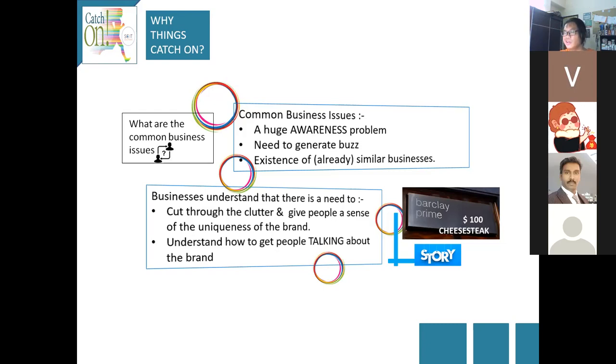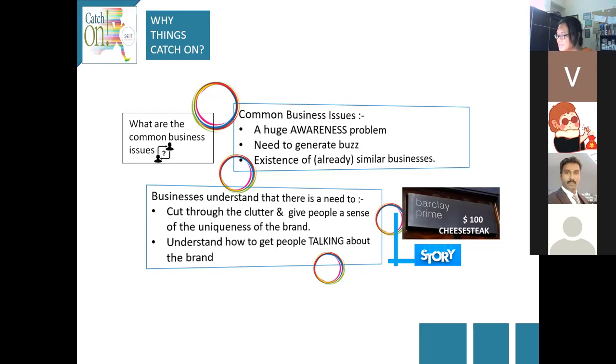This particular $100 cheesesteak was so newsworthy that USA Today, the Wall Street Journal, and other media outlets published pieces on it. Even the Discovery Channel filmed a segment for its Best Food Ever show. And even David Beckham, when he was in town, went to Barclays Prime. And David Letterman even invited the executive chef of Barclays Prime to New York to cook this cheesesteak for him. All that buzz, all that viral, just for a piece of sandwich.